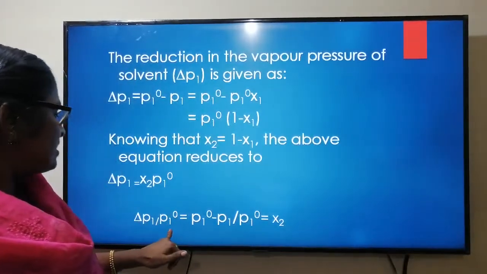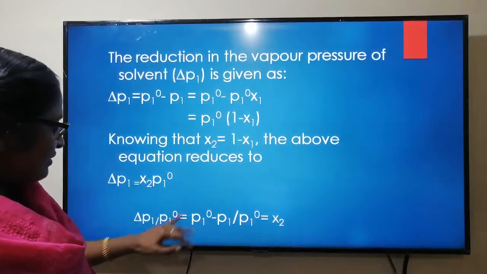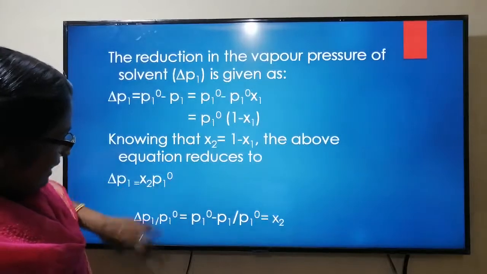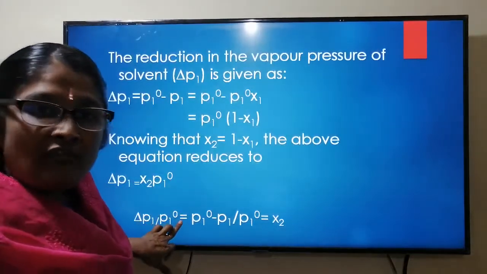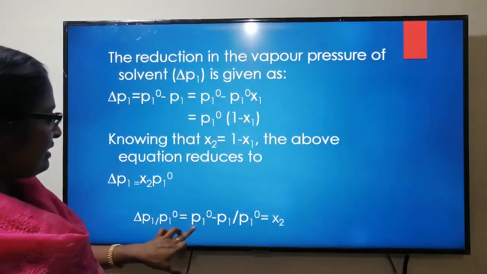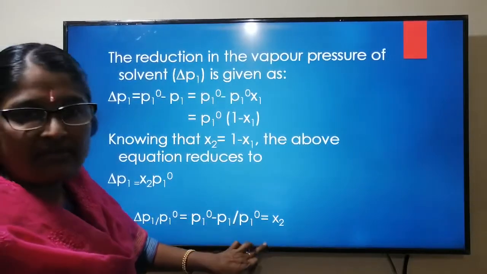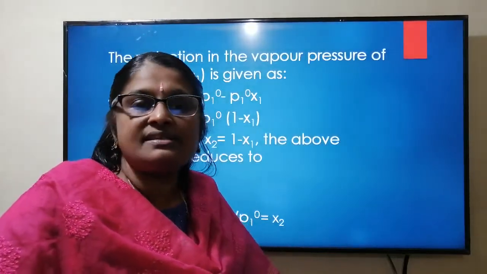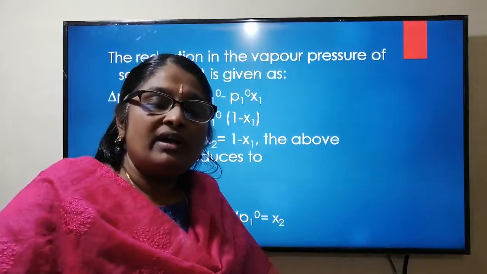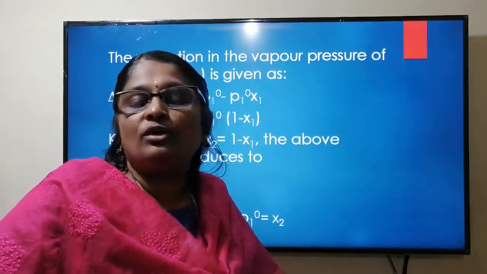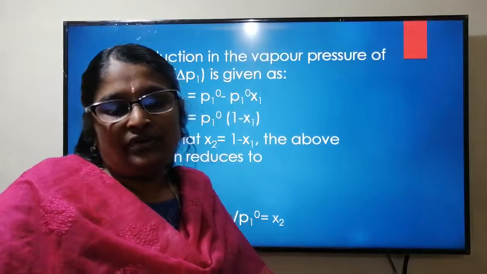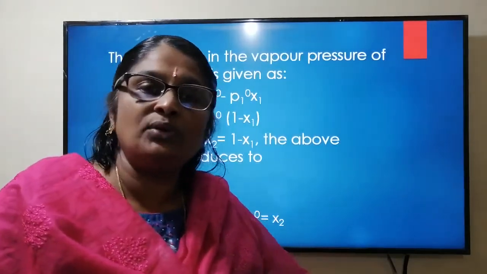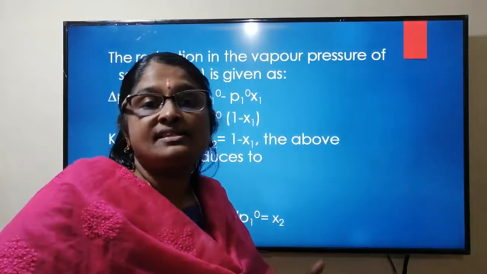Relative lowering of vapor pressure, delta P1 by P10. Both these terms together we are calling relative lowering of vapor pressure, which is equal to delta P1, that can be written as P10 minus P1 by P10, which is equal to x2. So, in other words, relative lowering of vapor pressure is equal to the mole fraction of the solute. Hope you understood this. That is, relative lowering of vapor pressure is equal to mole fraction of the solute.